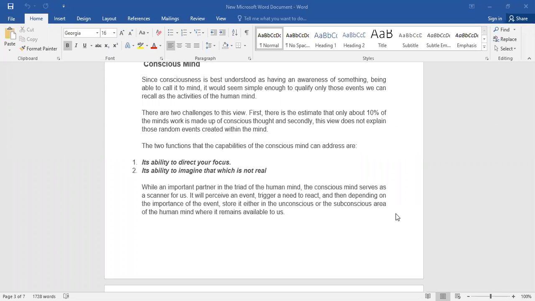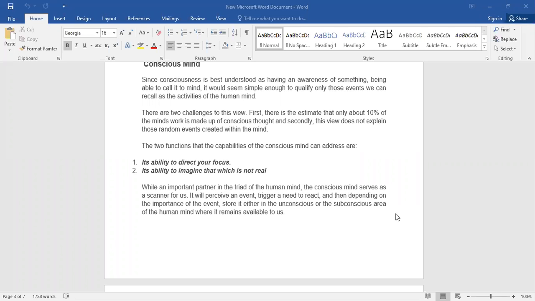So these are the functions of conscious mind, right? So number one, conscious mind works as a scanner, and number two, it perceives events. Three, trigger a need to react, as usually we react to things, and then depending on the importance of the events. So it depends upon the importance of events whether we will have to react or not. And then store it in unconscious or subconscious area of human mind.